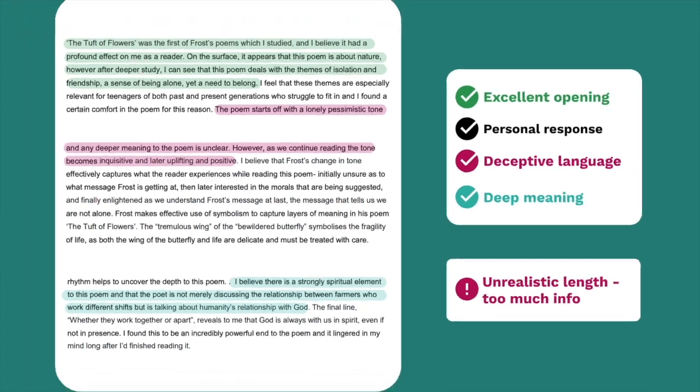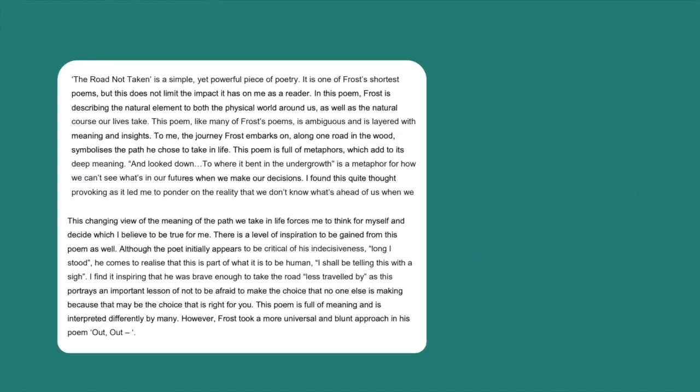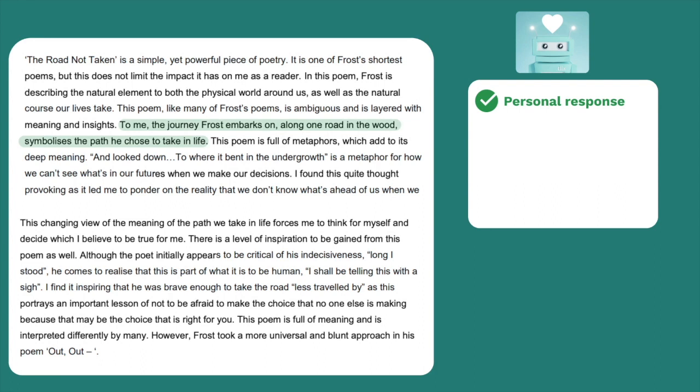So the last aspect of the sample answer we're going to have a look at today is the student's 3rd main body paragraph, which covers the poem The Road Not Taken. Again, I really liked how this student consistently provided personal response to Frost's poetry in light of the question throughout their essay. The sentence, "To me, the journey Frost embarks on along one road in the wood symbolises the path he chose to take in life," confirms that this student possesses a deep understanding of Frost's language and themes.